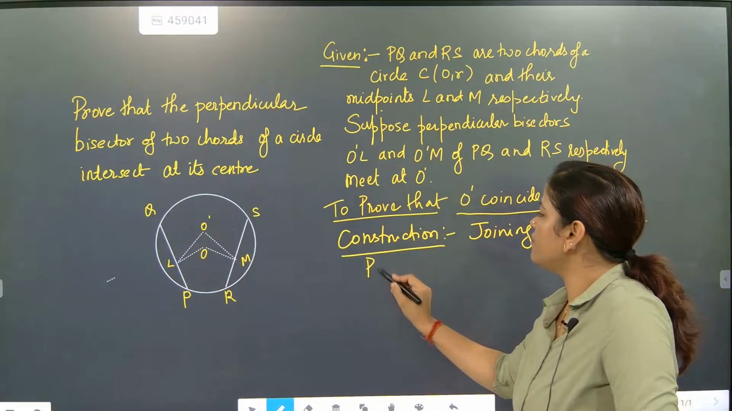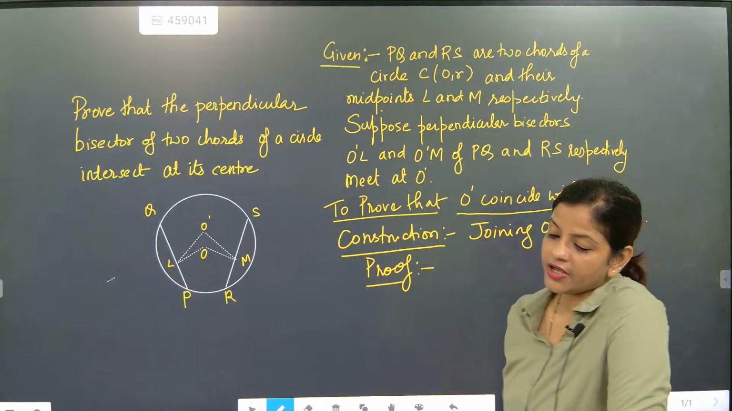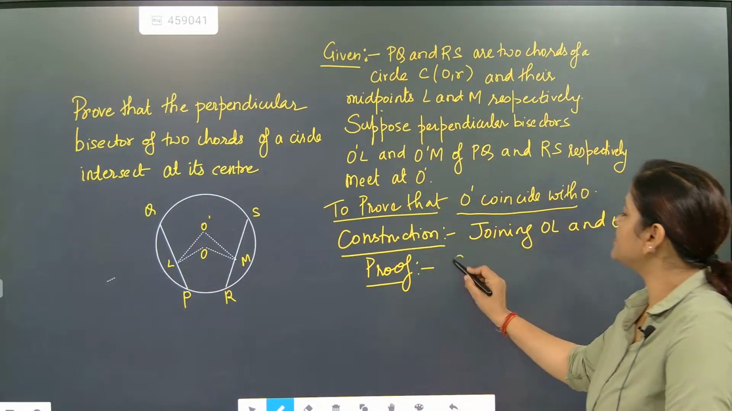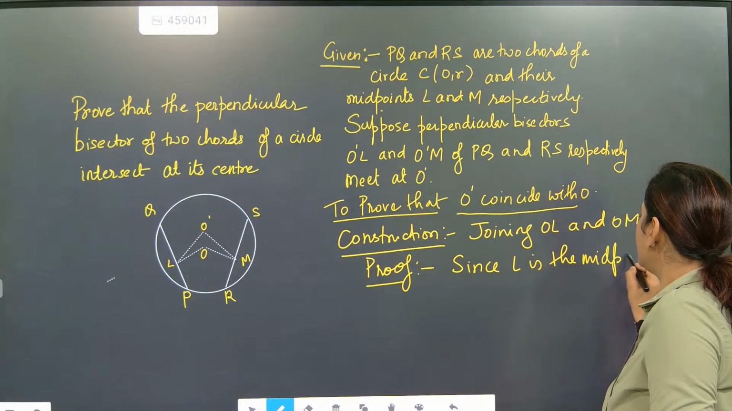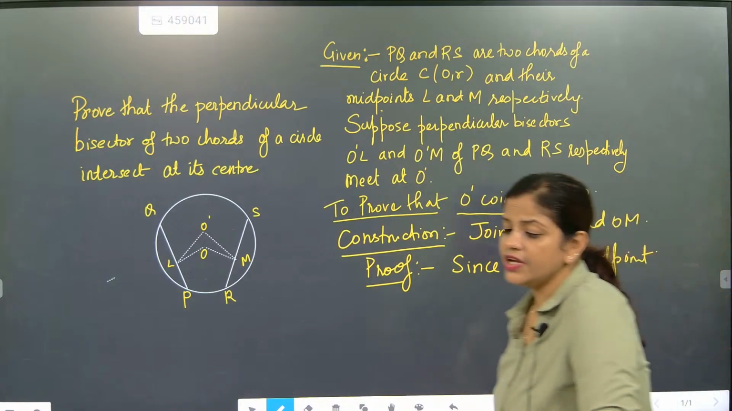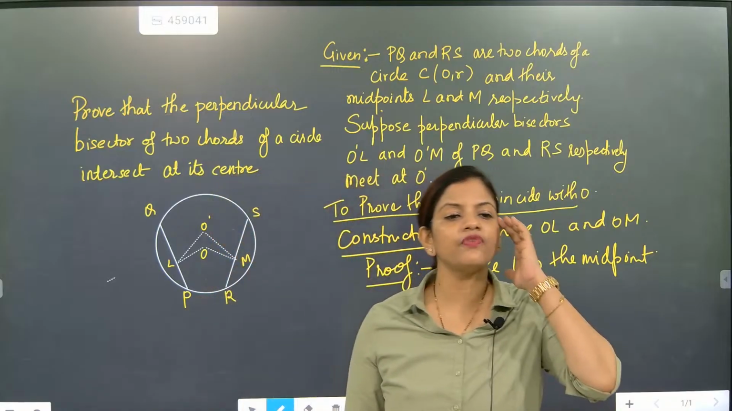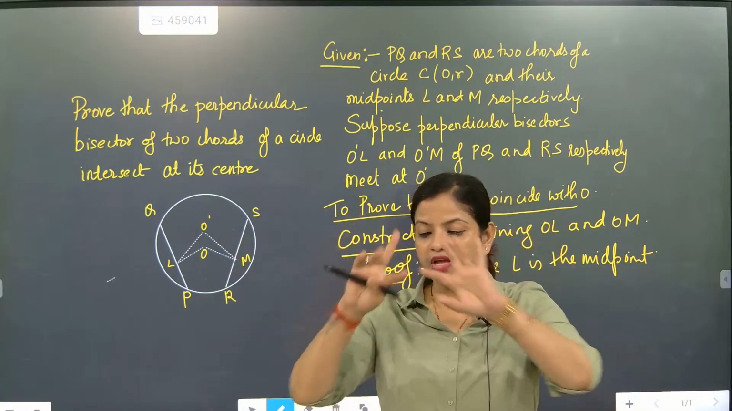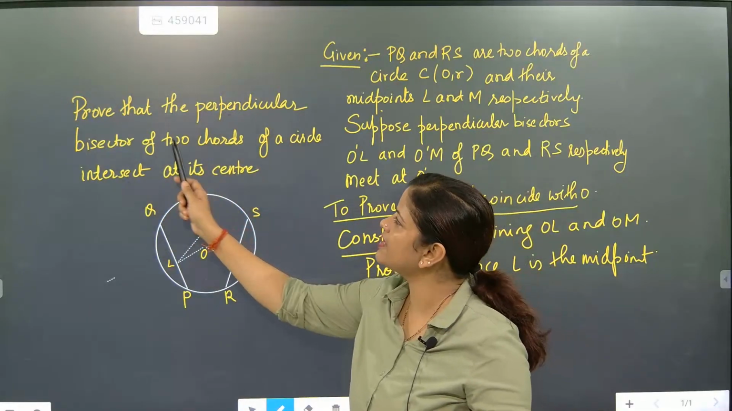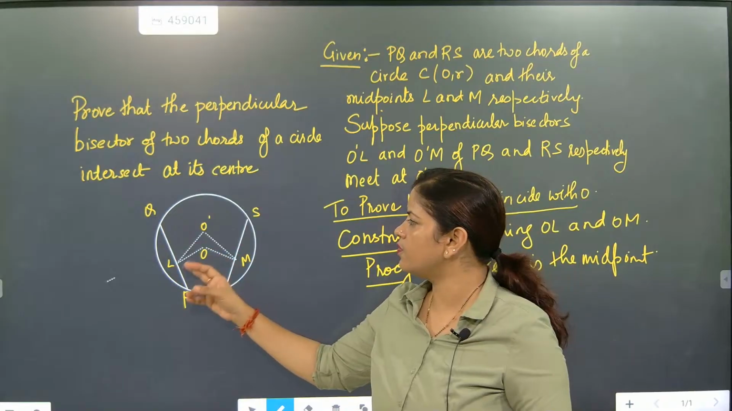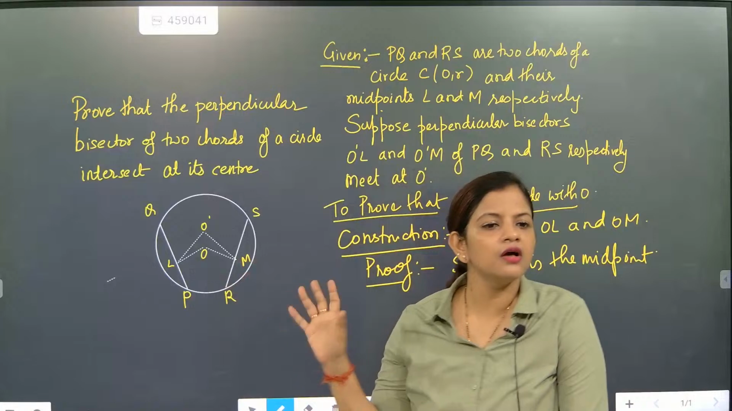In the proof section, what do we need to do? Since you have joined, since L is the midpoint, L is the midpoint. You need to understand one thing. We need to prove that O dash and O coincide, because we don't have any other way to find that proof now. We can draw the line and do the construction and prove it. But the hypothetical part here is to prove that the perpendicular bisector of two chords, which is the perpendicular bisector. So OL can be the perpendicular bisector and OM can be the perpendicular bisector.